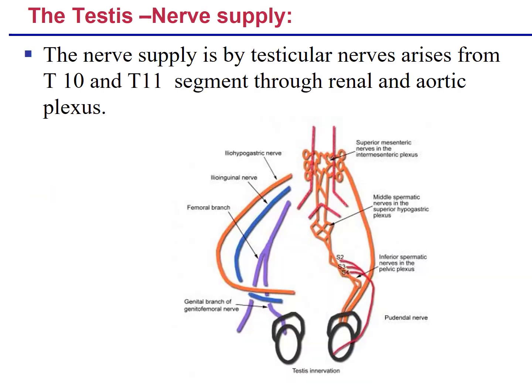The testis is innervated either by nerve fibers that arise from the 10th and 11th thoracic spinal segments via renal and aortic plexus and accompany the testicular vessels, or by fibers that arise from the pelvic plexus and accompany the vas deferens. Some afferent and efferent nerves have been shown to cross over the contralateral pelvic plexus, which may be one of the reasons why pathological processes in one testis can affect the other.